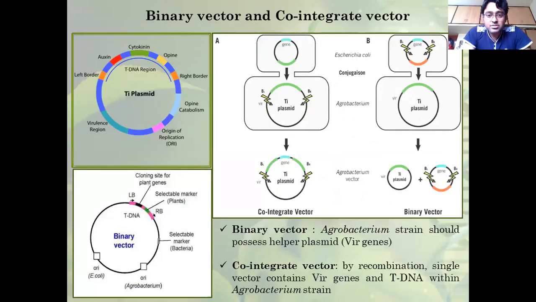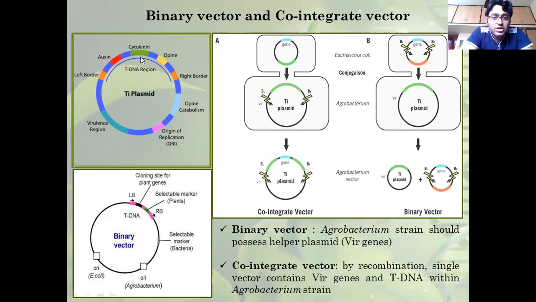So scientists have developed some vectors based on this tumor-inducing plasmid. We only focus on the T-DNA region. The rest will be there: the virulence region, definitely, for Agrobacterium, the maintenance of this plasmid, the origin of replication region, all should be there. Opine catabolism genes should be there. But we have to focus on the T-DNA region. Right border, left border, intact. Now, the auxin production gene and the cytokinin production gene, these two genes are required for the development of the crown gall or hairy root system.